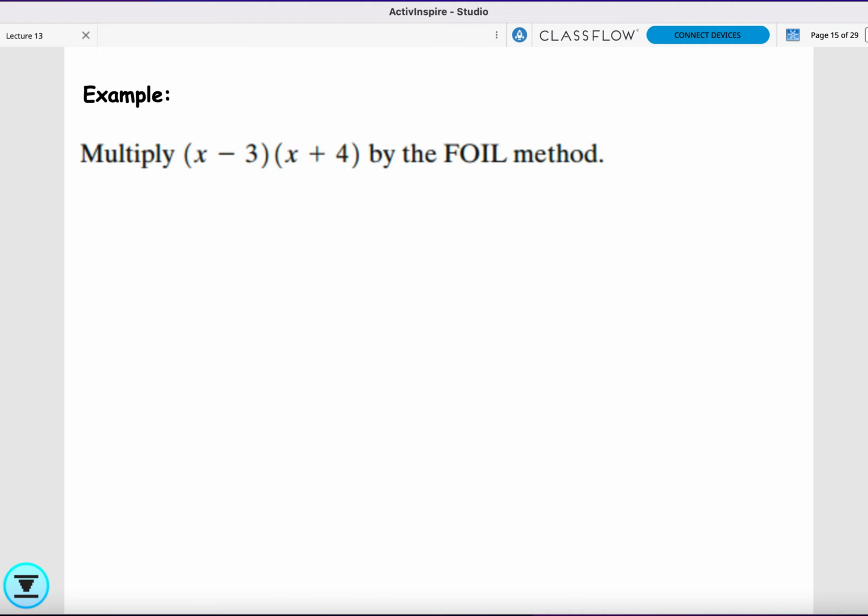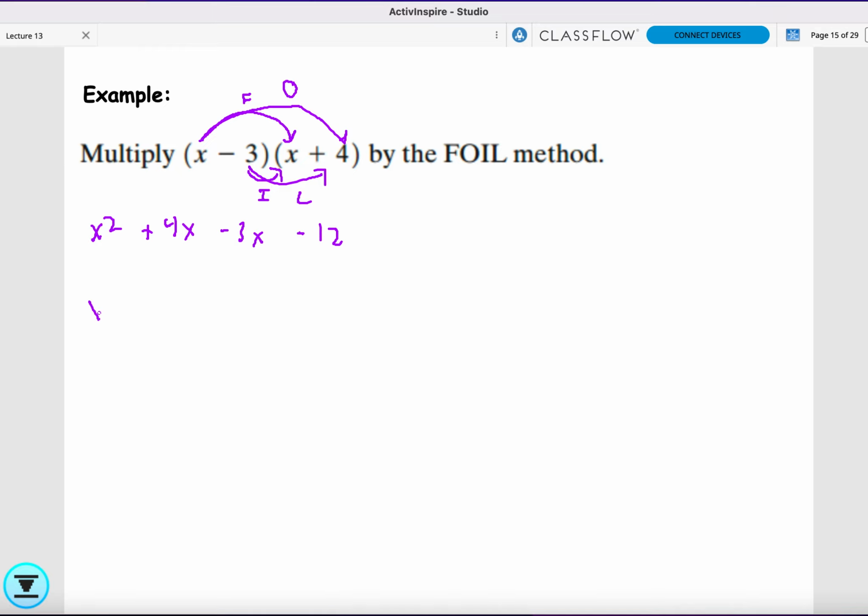So I want you to multiply this example by FOIL. So let's do F first. So this is the F term. So x times x is x squared. Then we're going to do x times 4. That's the outer term. X times 4 is plus 4x. Then it'll be negative 3 times x, which is the inner, which is just negative 3x. And then negative 3 times 4, which is negative 12, which is the last terms.